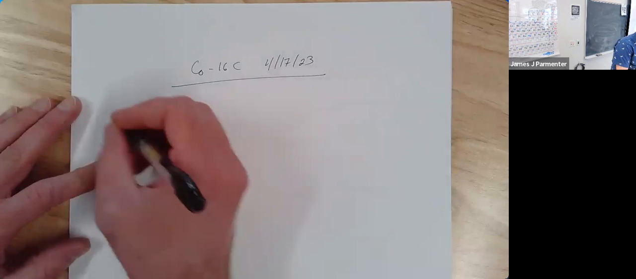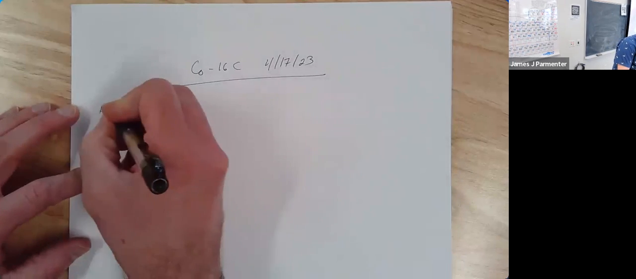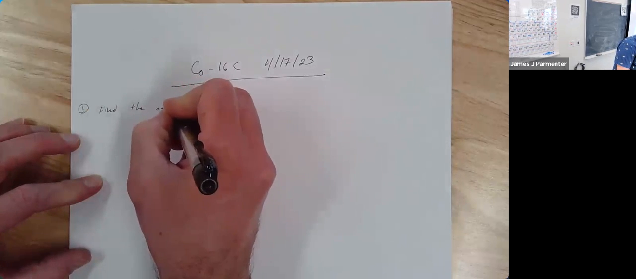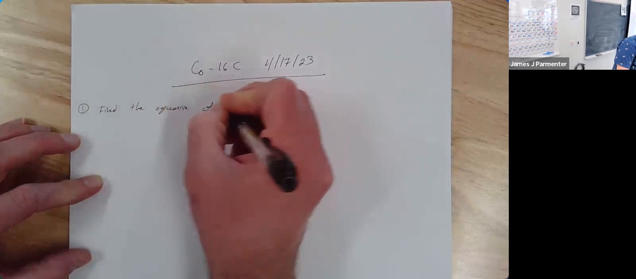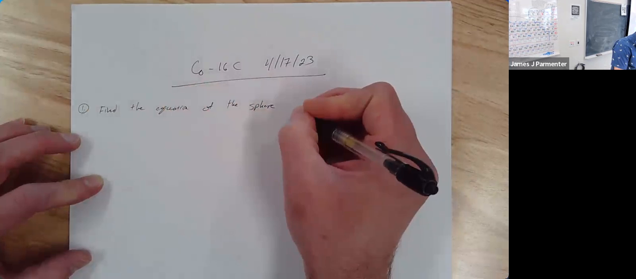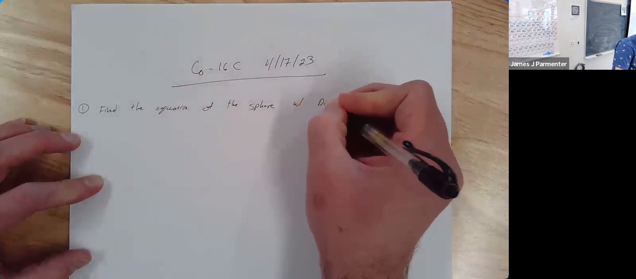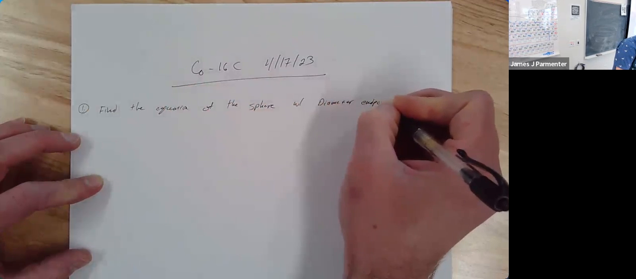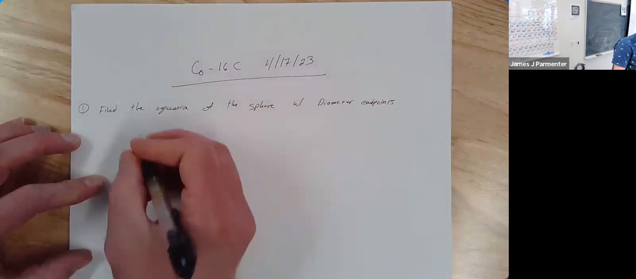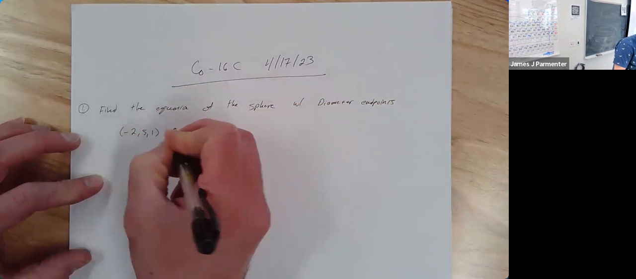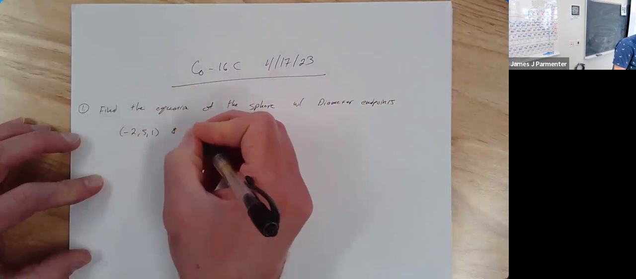Let's start there. Let's talk about spheres for another minute. Let's find the equation of the sphere with diameter endpoints. What do we got here? Let's see, -2, 5, 1, and 4, -3, 3.